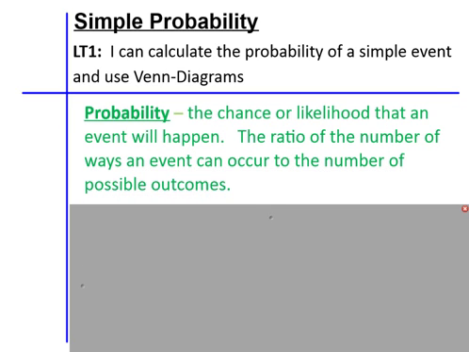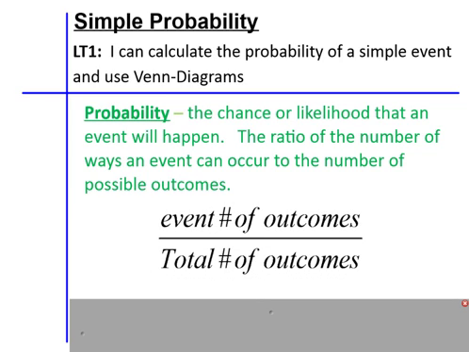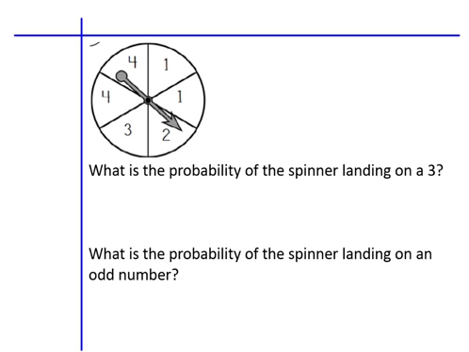What is probability? Probability is defined as the chance or likelihood that an event will happen. We make this number by creating a ratio of the number of ways an event can occur to the number of possible outcomes. So our general formula for a probability is the number of events divided by the total number of events. So let's do this for this given spinner that has these numbers in this way.